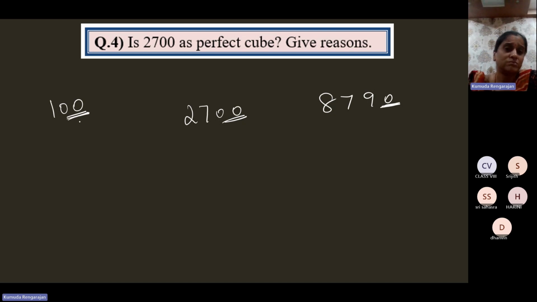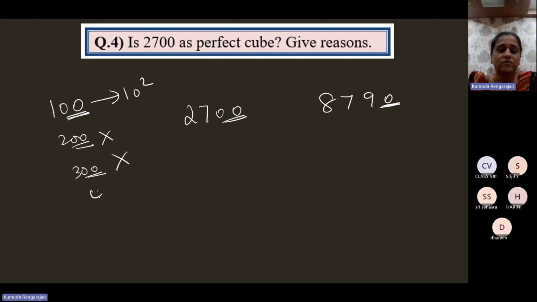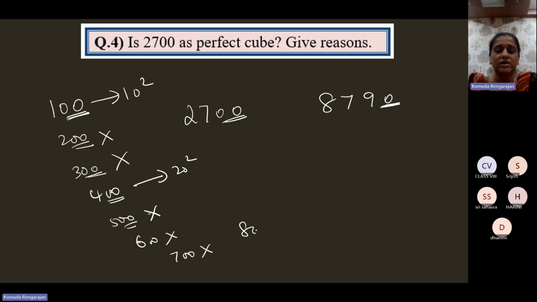2 zeros may be a perfect square, not a perfect cube, but may be a perfect square. So this is 100, a perfect square. But 200 ends with 2 zeros, not a perfect square. 300 ends with 2 zeros, not a perfect square. 400 ends with 2 zeros, and yes, it is a perfect square. 500 ends with 2 zeros, not a perfect square. 600, not a perfect square. 700, not a perfect square. 800, not a perfect square. 900, yes, 2 zeros, and it is a perfect square.